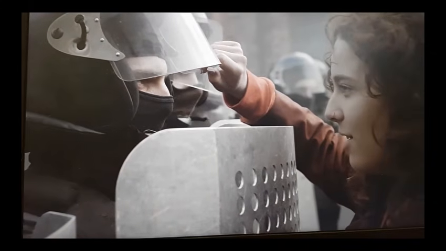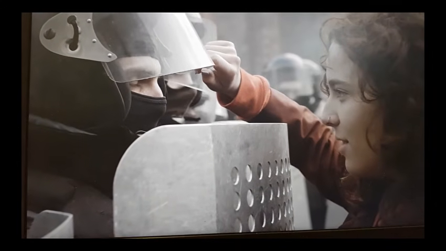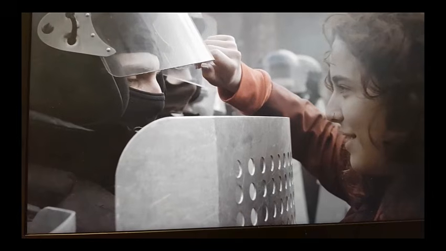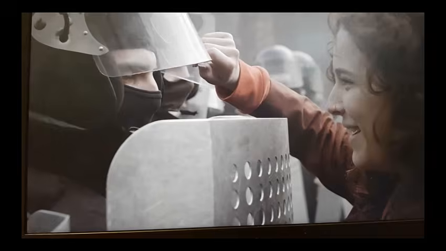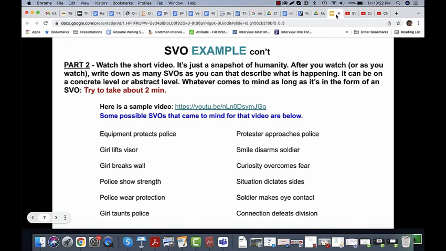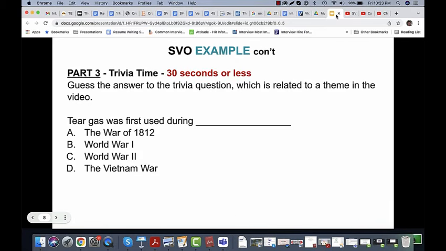So you should have a pretty good idea of what the video is like. Others are quite different, but again, they're just snapshots of humanity. All right, and as you can see on the screen now, these are just some examples of SVOs that came to mind about the video you just saw. So these are examples. You can stop here and have a look, or let's just continue with part 3.